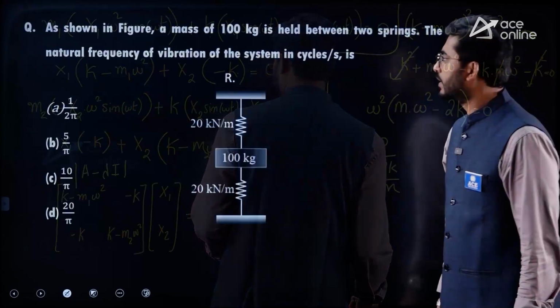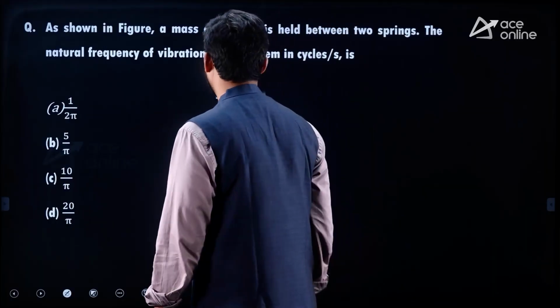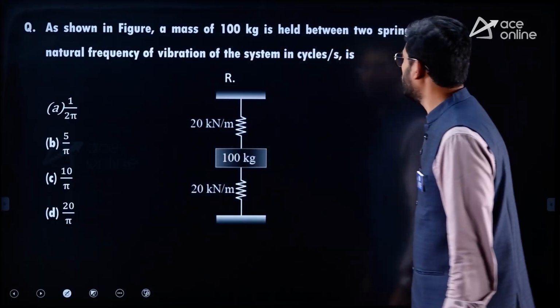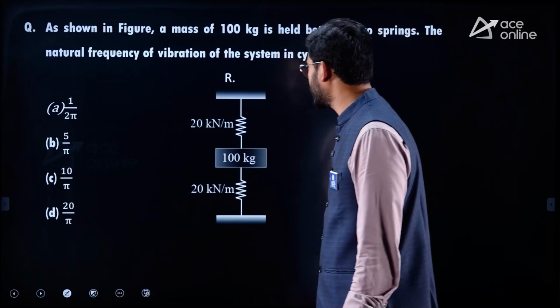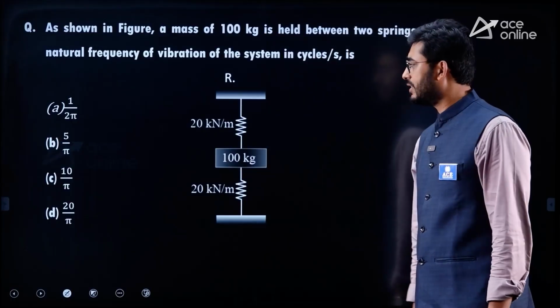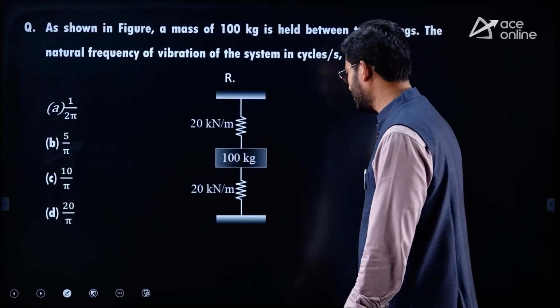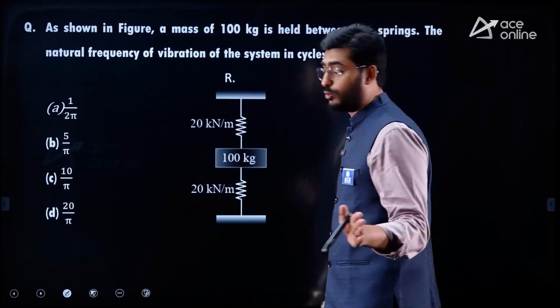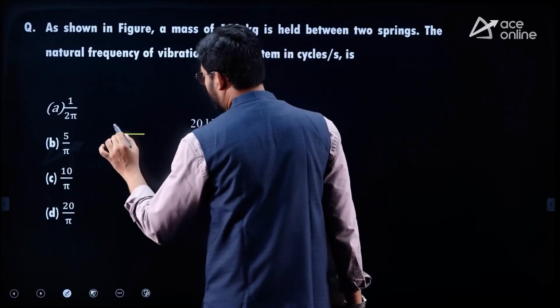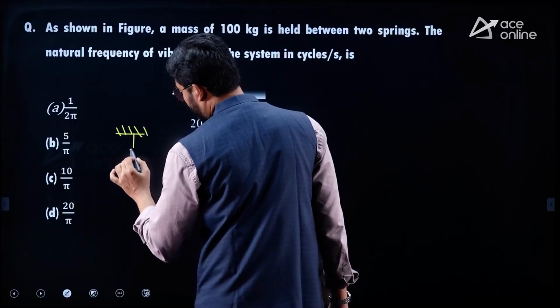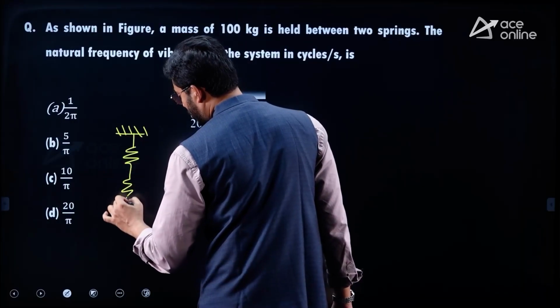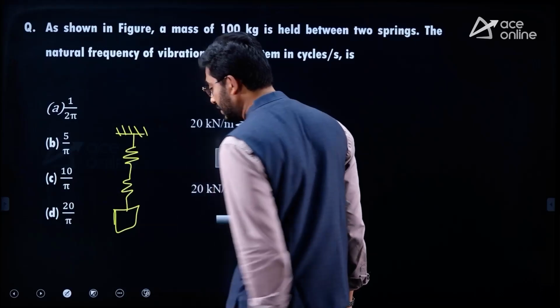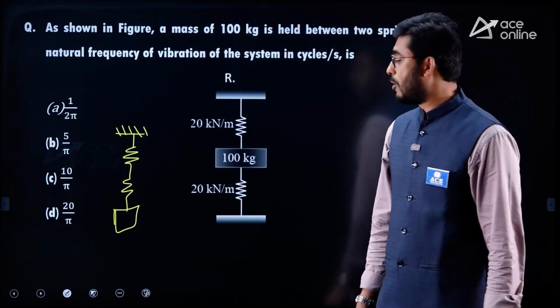Okay. So next question here: as shown in the figure, the mass of 100 kgs is held between the two springs, and the natural frequency of vibration of the spring is dash in cycles per second. So here you observe that the mass is attached at the interface of two springs. And if the same mass had been attached at one end of two springs connected like this, then this would have been a series combination.